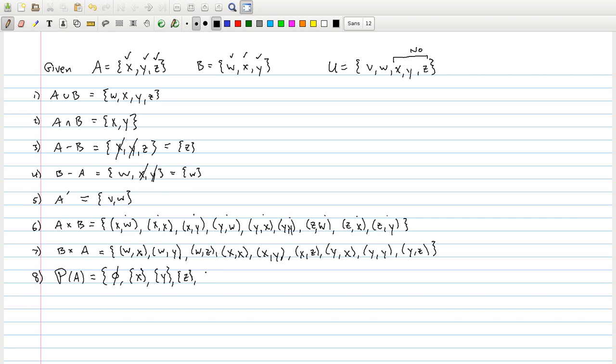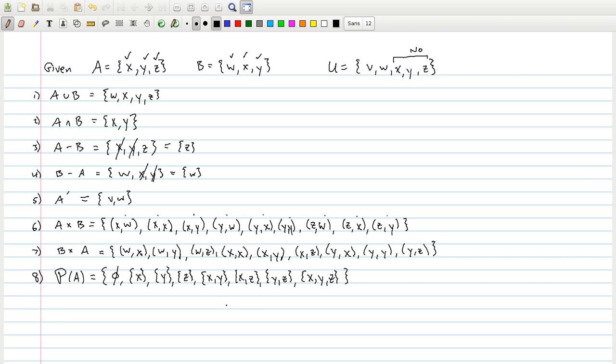Then we're going to look at all the doubles. So we could have X and Y, X and Z, Y and Z. Those are all the subsets with 2 elements. And then finally we look at all the subsets with 3 elements, and there's only one, which is the entire set, X, Y, and Z.